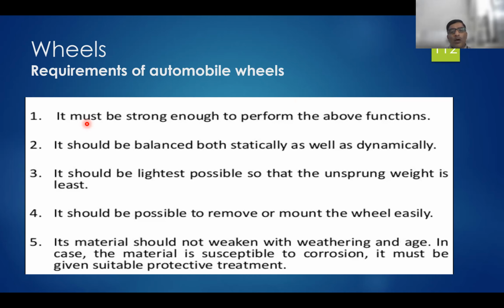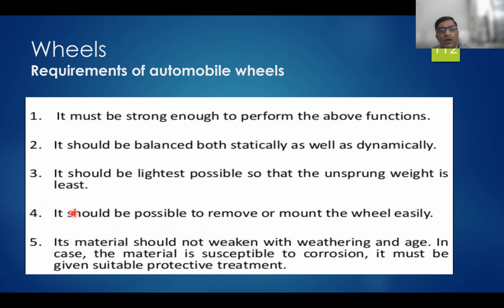Then it should be the lightest possible in order to have less unsprung weight, and if unsprung weight is more, then the suspension or whatever cushioning effect will be reduced. So in order to avoid that, whatever wheel and tire assembly, it should have less weight. Then the wheel should be easily removed or easy to mount.